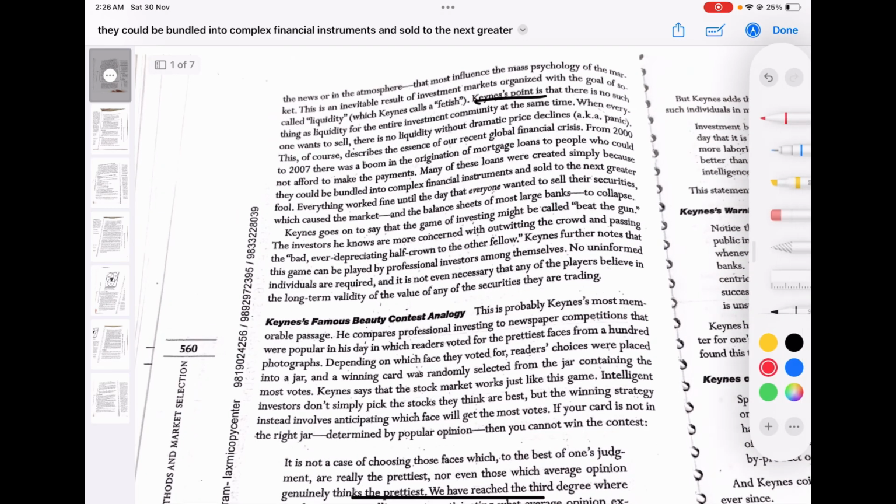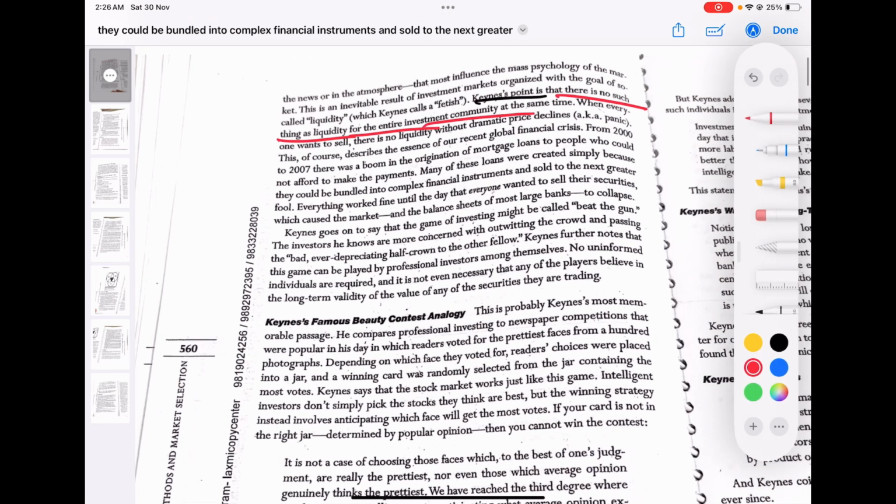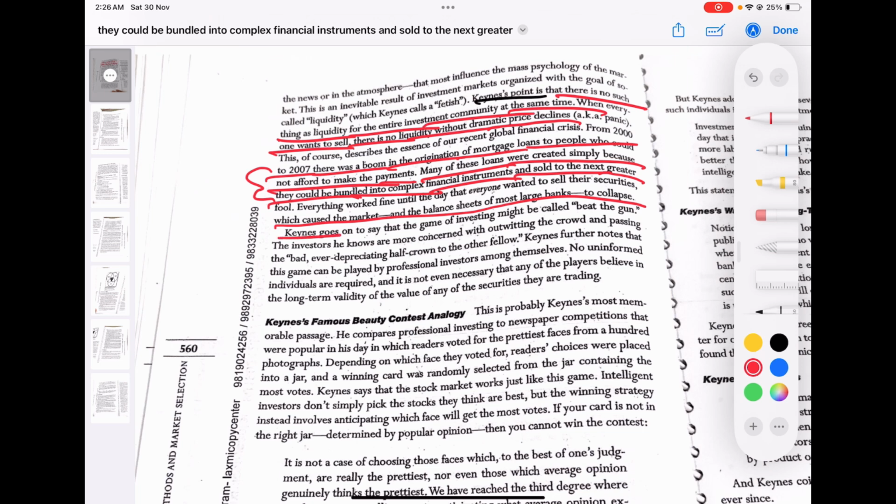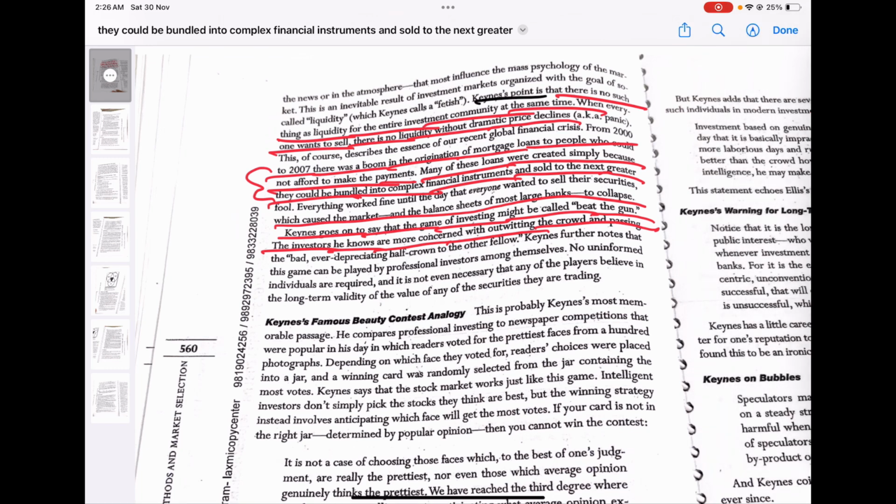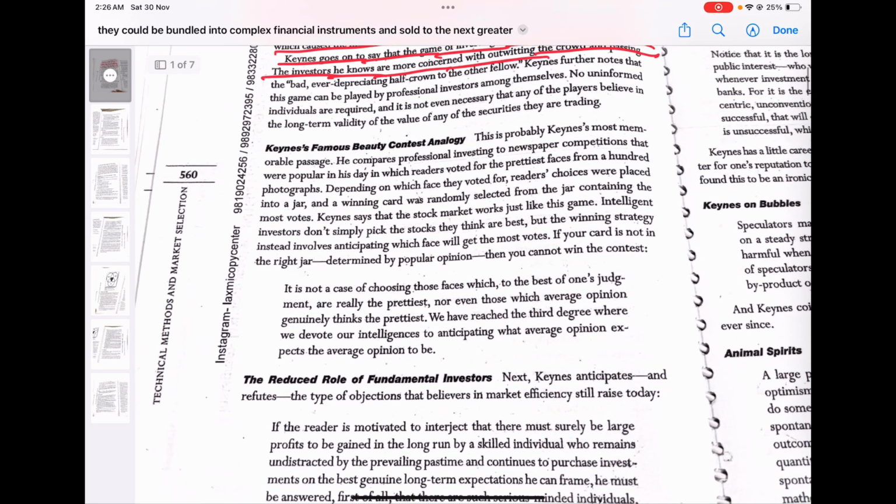Moving on, Keynes' point is that there is no such thing as liquidity for the entire investment community. Whenever anyone wants to sell, there is no liquidity without dramatic price declines. From 2000 to 2007, there was a boom in mortgage loans. So many of these loans were created simply because they could be bundled into complex financial investments. Everyone wanted to sell their securities during that time. So Keynes says that the game of investing might be called snap, old maid and musical chairs, or bait the gun. Investors, he notes, are more concerned with outwitting the crowd, right, rather than actually helping or caring for them.